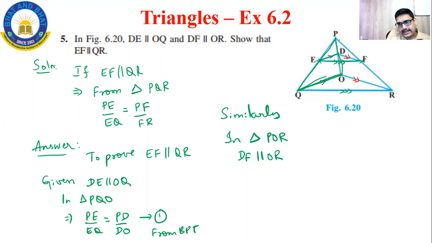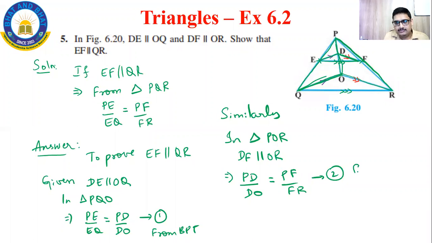So in triangle POR, observe DF is parallel to OR. Then what will happen? What is the conclusion? PD divided by DO should be equal to PF divided by FR. So what is this? Again from BPT only.